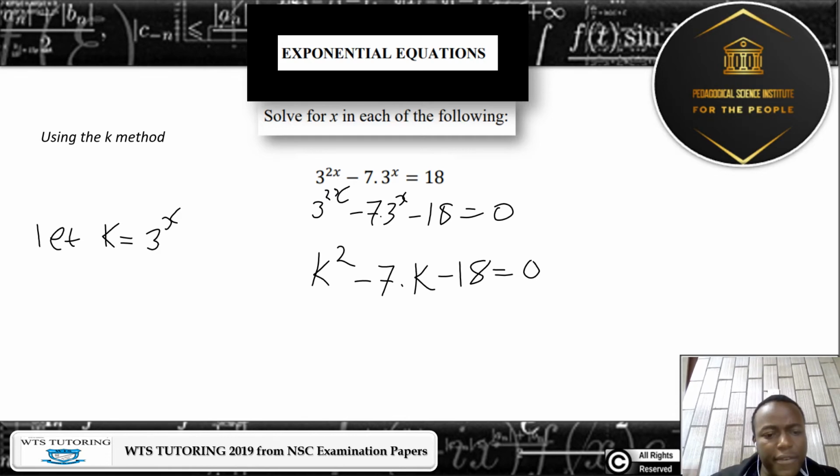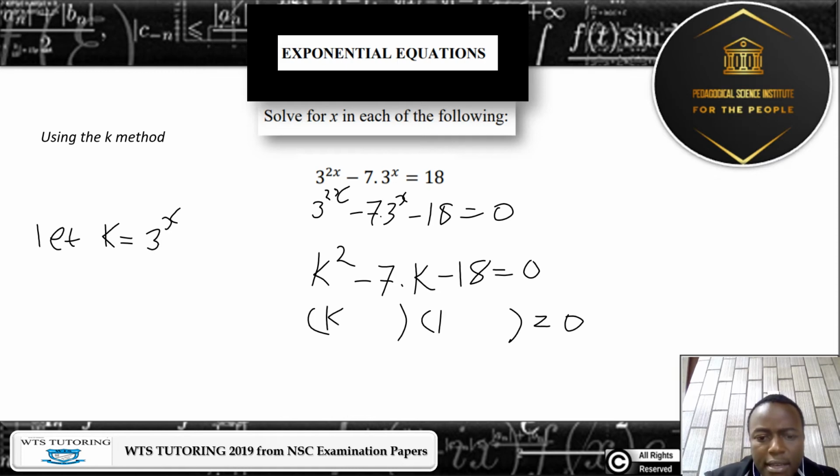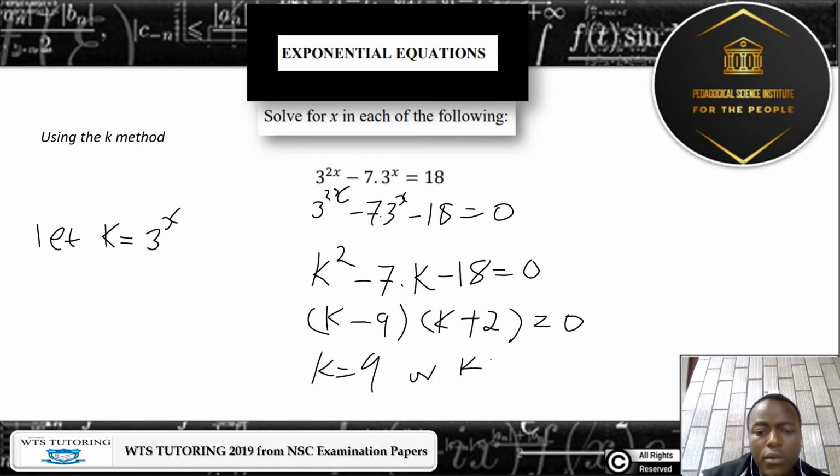Now we can factorize, or you can just use your quadratic formula. I will factorize and let's see if this will be possible. So 18 is the same as 9 times 2. If I say minus 9 plus 2, it will give me minus 7. So my k will be 9, or my k will be negative 2.